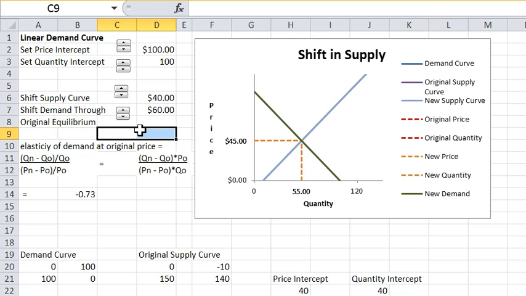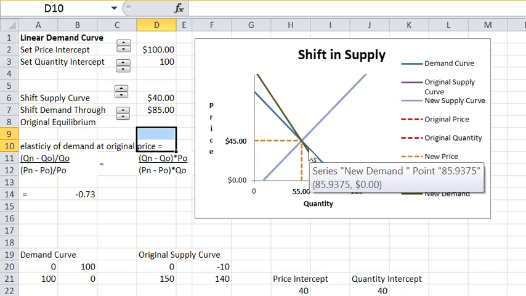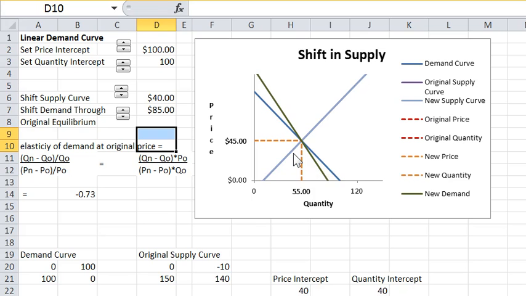Now we can do something else. Here we have a different control that allows us to shift the demand curve through the equilibrium point. I can make the demand curve less elastic, like this. So now I have a demand curve that goes through exactly the same equilibrium point originally, but now it's less elastic. What happens to the equilibrium in this case when the supply curve shifts?